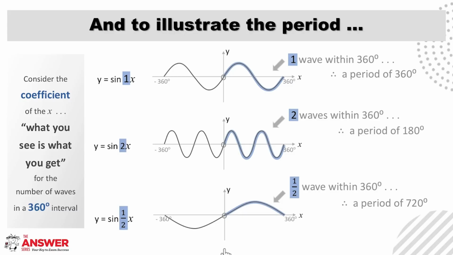So here we have sketched each of the 3 graphs we just mentioned, and over here for each we have highlighted the number of waves within a 360 degree interval. The standard graph, as we said, has one wave within this interval.